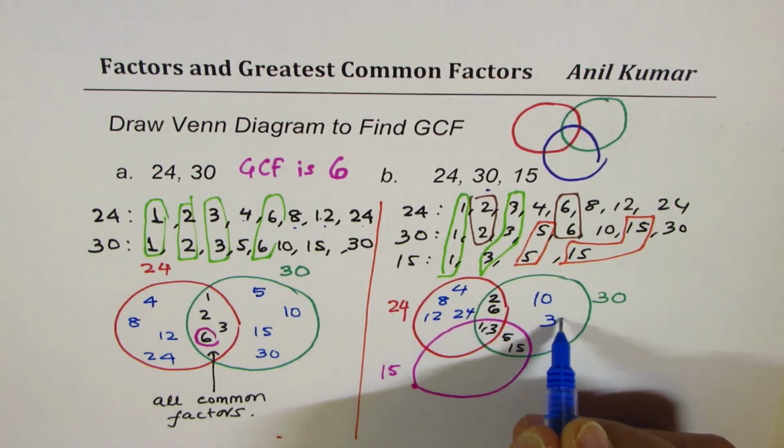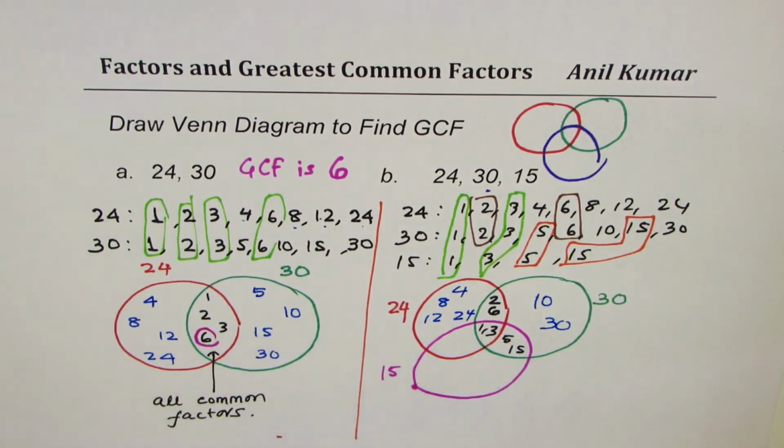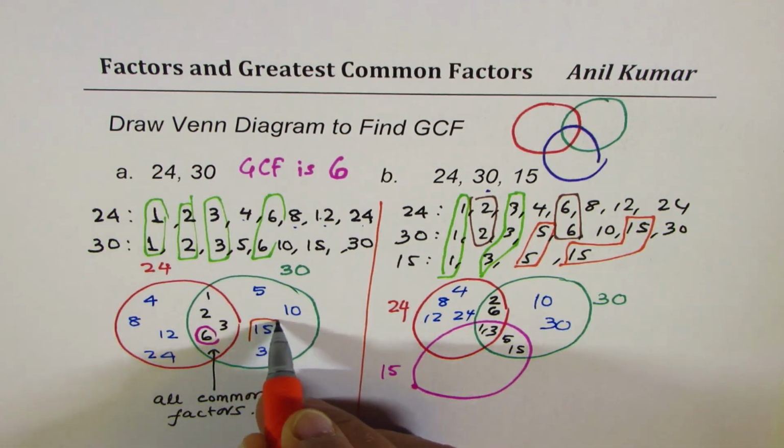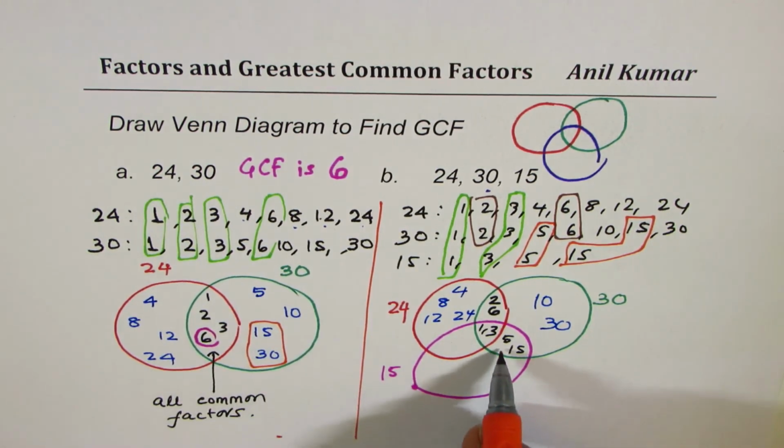10 and 30. So you see how it has changed by introducing 15. These two numbers have gone as factors of 15, right? So do you see this? These two numbers have been added here as factors of 15. Otherwise, more or less, it is kind of the same, right? So do you see that?